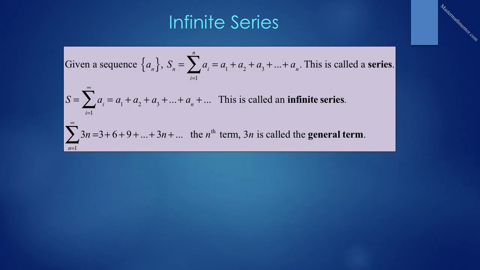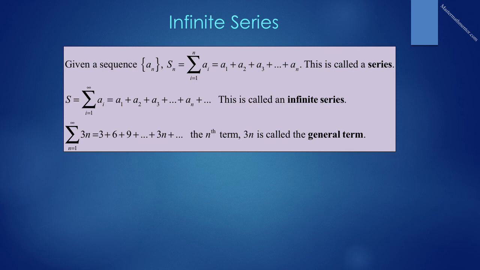If we are given a sequence, a sub n, then we will define S sub n as the sum of the first n terms of the sequence. Mathematically, we say S sub n is equal to sigma i equals 1 to n of a sub i, meaning it is a sub 1 plus a sub 2 plus a sub 3 plus ... plus a sub n. We will call this sum of a sequence a series.